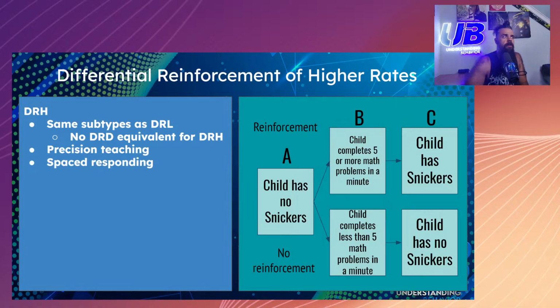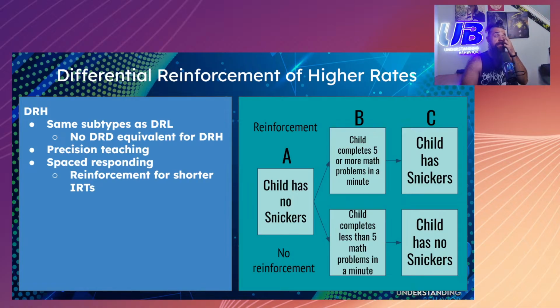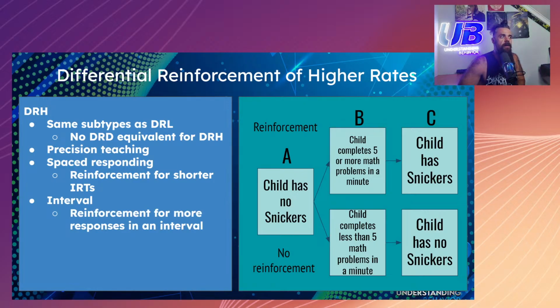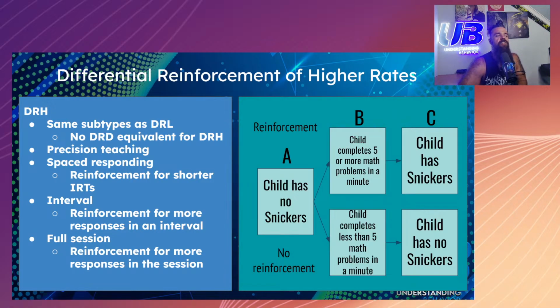So here are our three subtypes. We've got space responding. This is when we have reinforcement for shorter IRTs. Remember, shorter IRTs means more instances of behavior. Longer IRTs means fewer instances of behavior. We also have interval DRH, so we're going to provide reinforcement for more responses within an interval. And then we have full session DRH, where we provide reinforcement for more responses within the entire session.